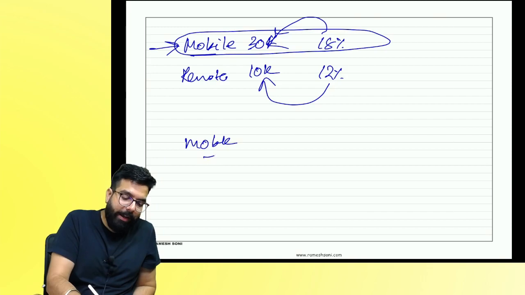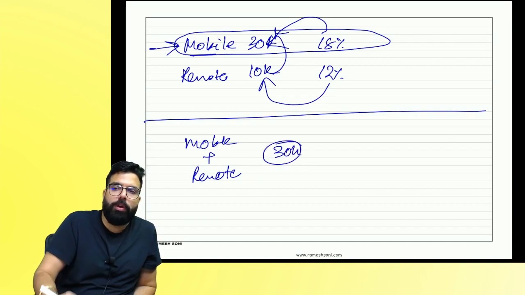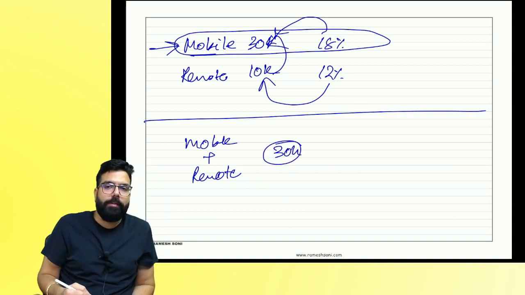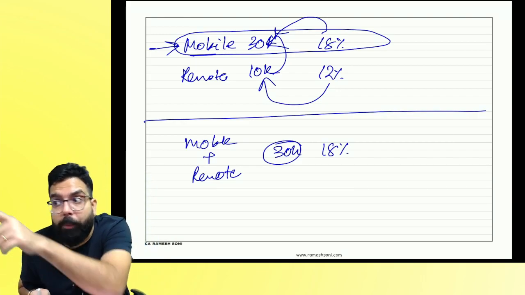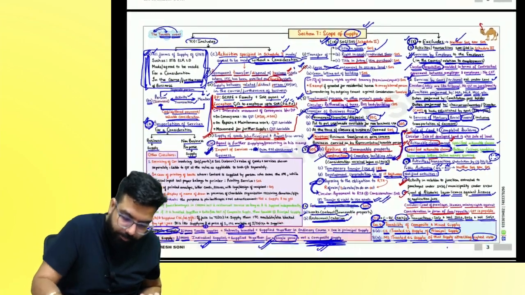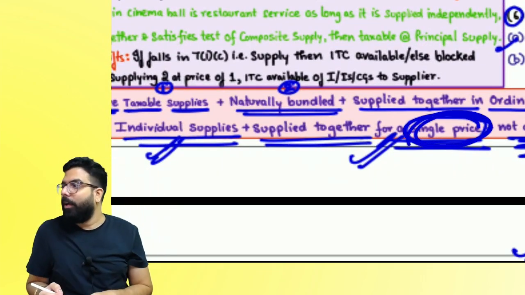He gave you mobile plus remote and he said, beta, you can do one thing. You give me only 30,000 rupees for both of them. Then what rate will apply? Then you'll apply 18. For mixed supply, it is very important: a single price. Are we clear?